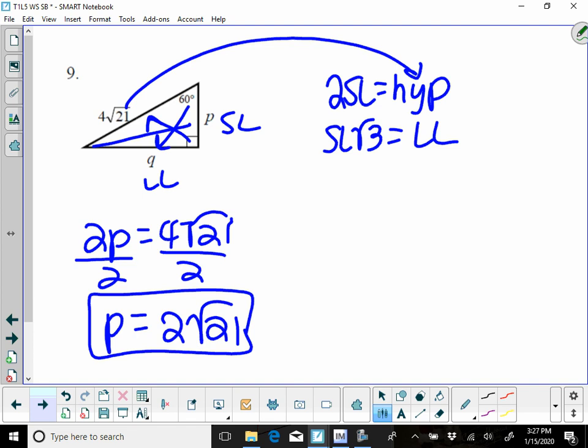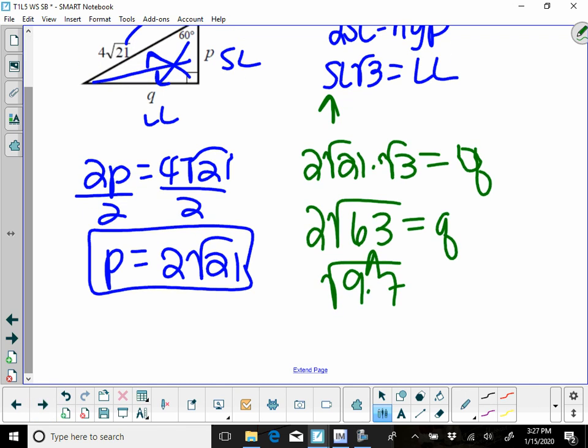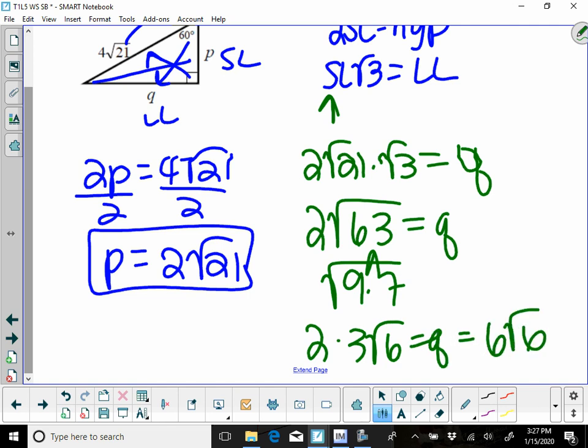And now that you have the short leg, you can do the long leg right here. So 2 square root of 21 times the square root of 3 is equal to the long leg, which was q. Now, do make sure that you simplify, because this is going to give me the square root of 63. And you do need to break down 63. So q should equal 6 square root of 7. Sorry, 6 square root of 7. I don't know why I put a 6 there.